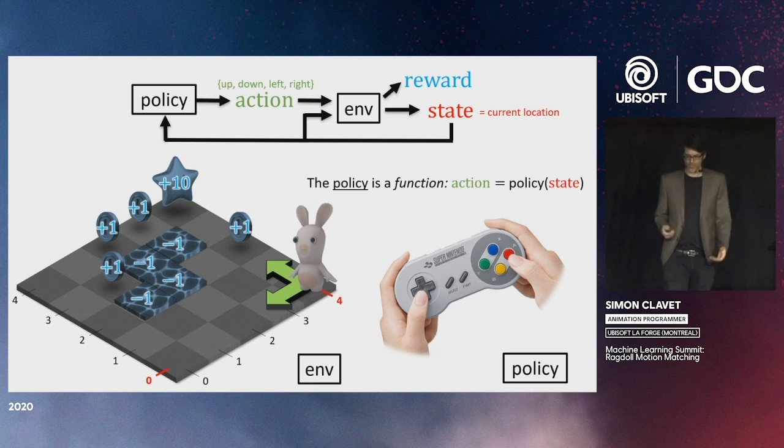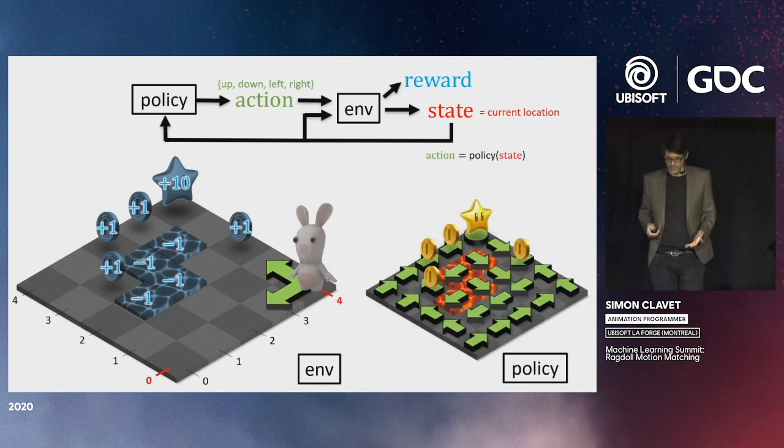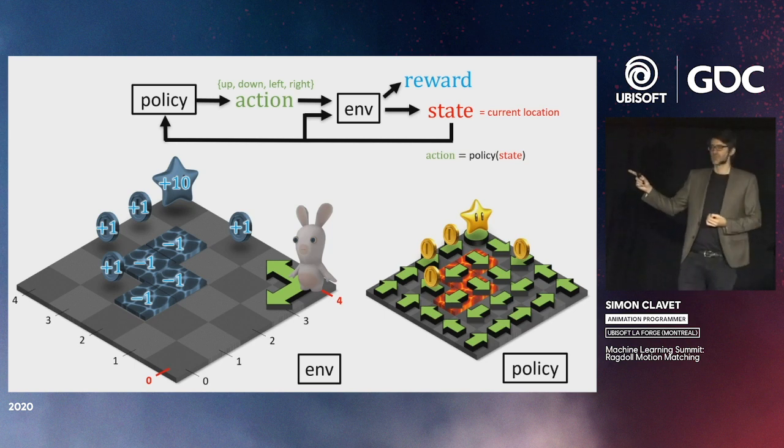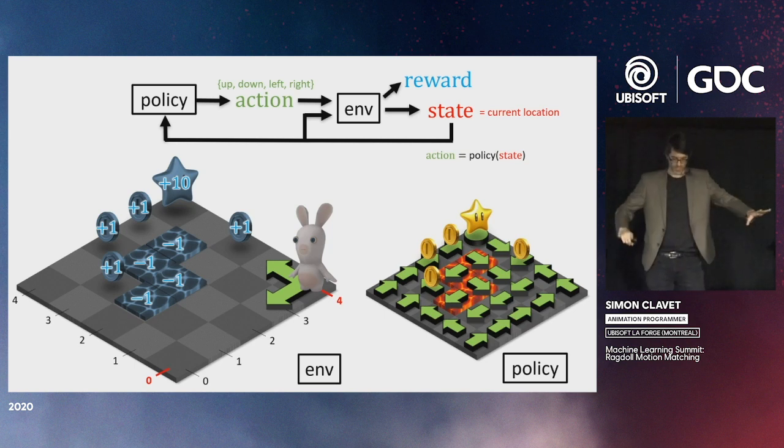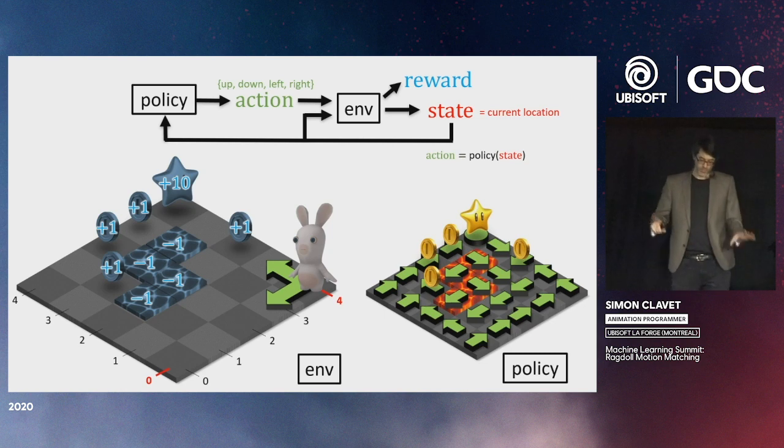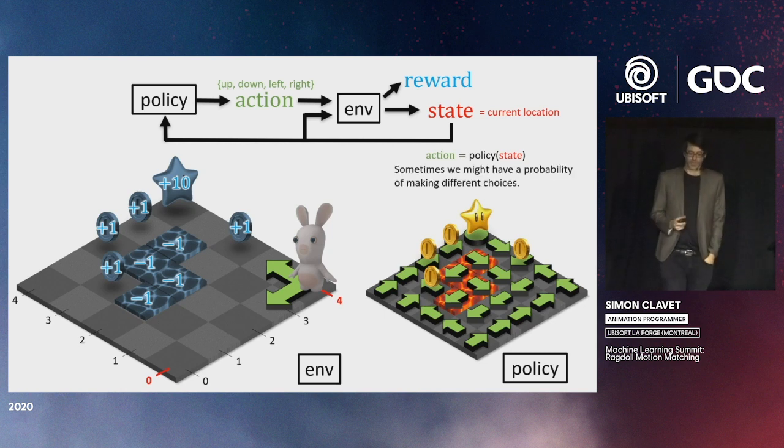So a policy, what is a policy? It's these arrows. So this is one possible policy. A policy would be like just arrows there on the floor that tell you, when you're in this state, go in this direction. Now the policy can be a little bit random, like stochastic. So sometimes we might have a probability of making different choices.